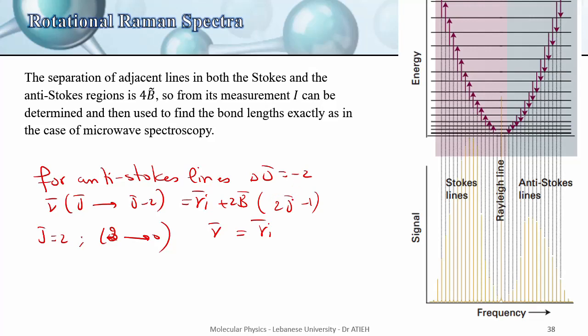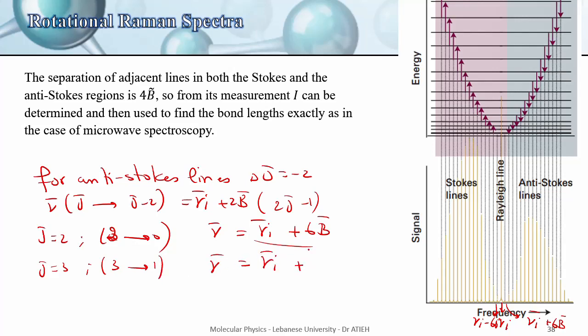You will get 2 times (4 minus 1), which is 3, so plus 6B bar. So we can see that if this is nu I, the first one here will be nu I minus 6B bar, and the first one from this side is nu I bar plus 6B bar. Now if J equals 3, which is a transition from 3 to 1, then nu bar is equal to nu I bar plus, substituting for J equals 3, 6 minus 1, 5, times 2, it is 10, so it's 10B bar.